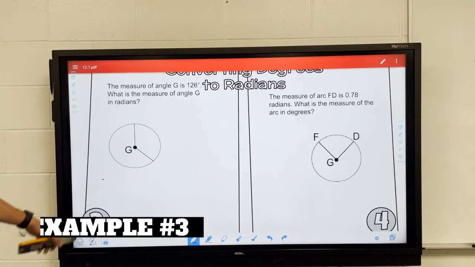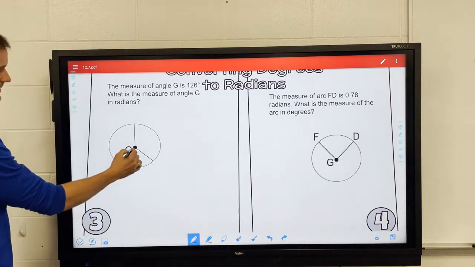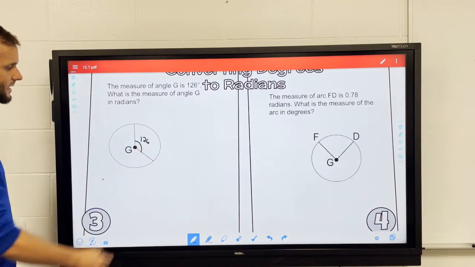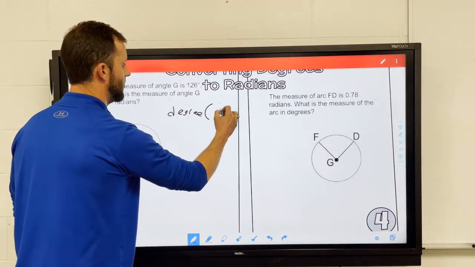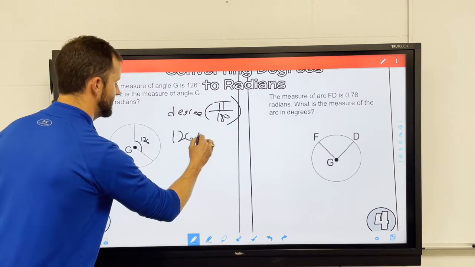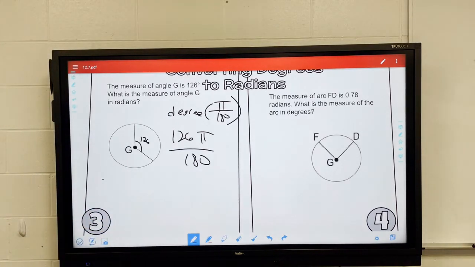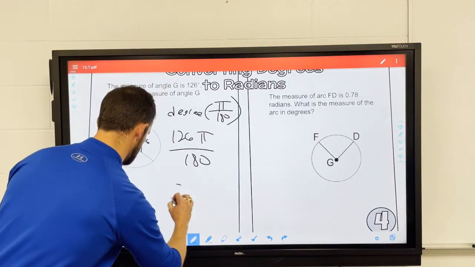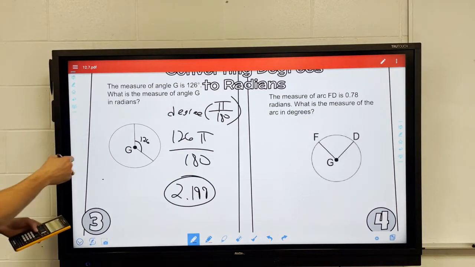On example number 3, it says the measure of angle G is 126. What is the measure of angle G in radians? So I need to find this angle, which is 126, and figure out how many radians that's going to be. Again, I'm going to take the degree and multiply by pi over 180 in order to get my radians. So my degree is 126 pi over 180. When I multiply 126 pi and then divide all of that by 180, that's going to give me 2.199 as the number of radians. Pretty simple when you're going back and forth.